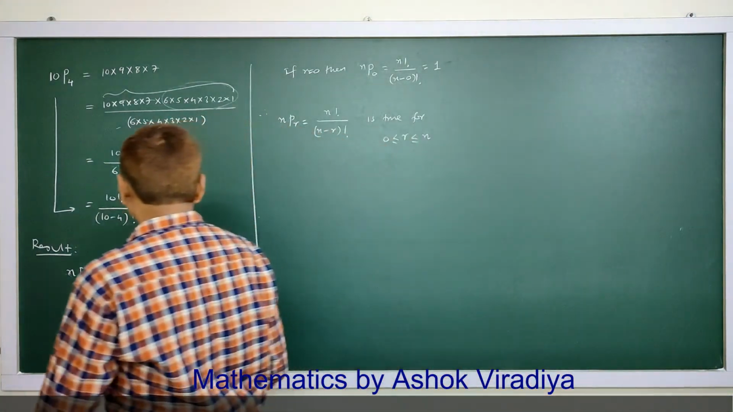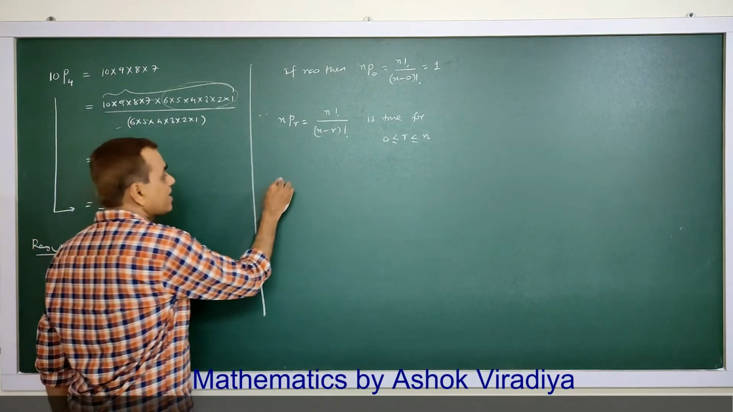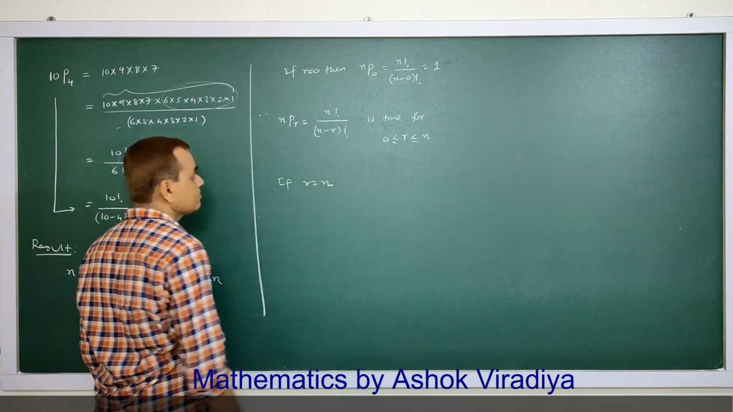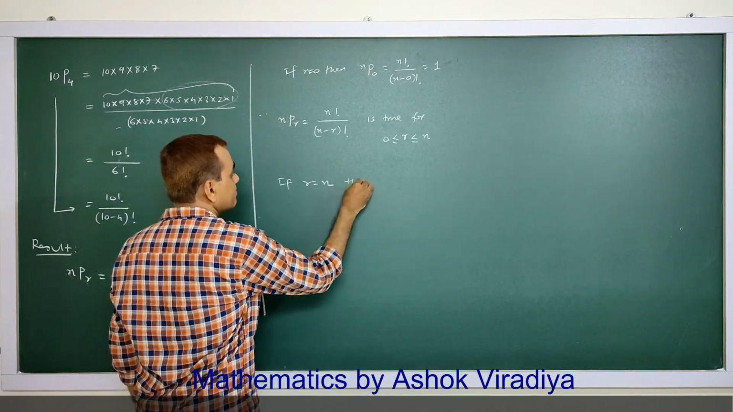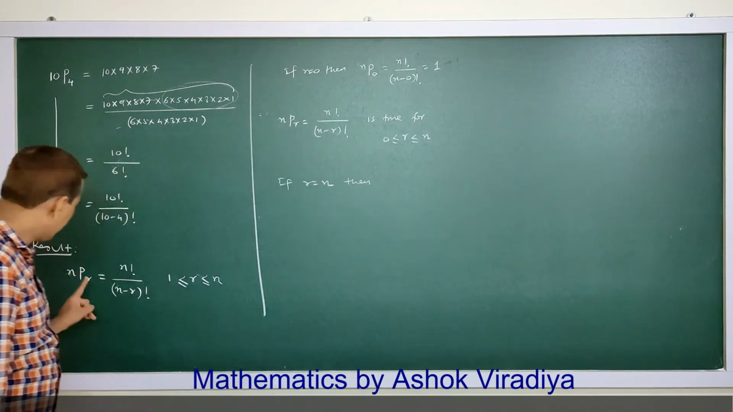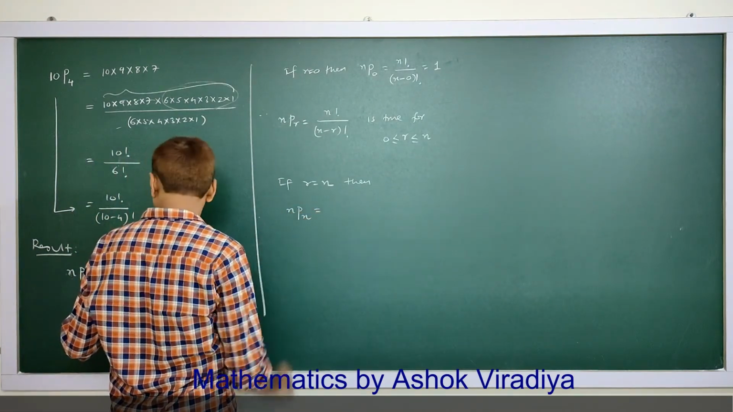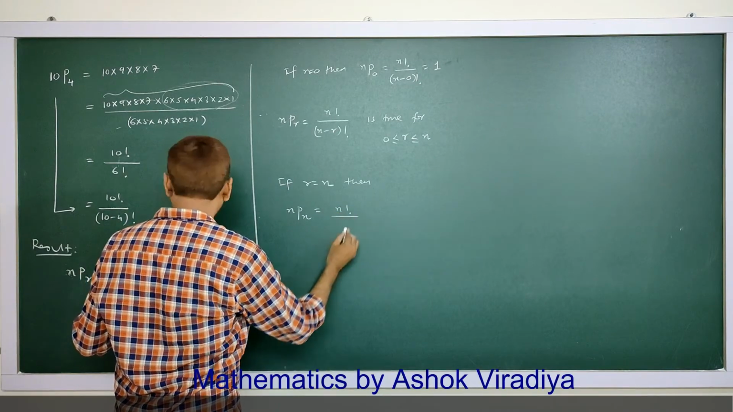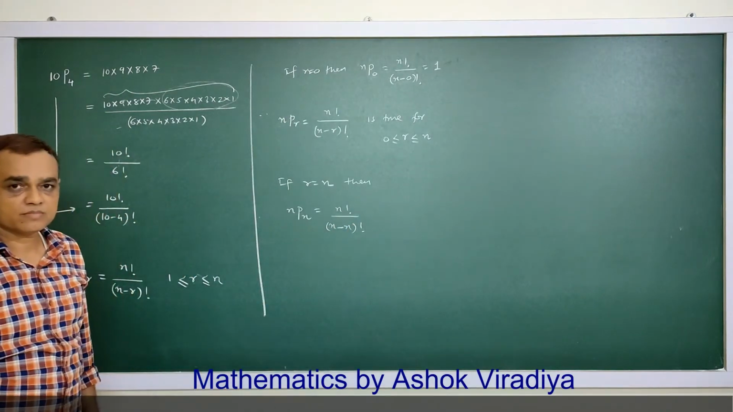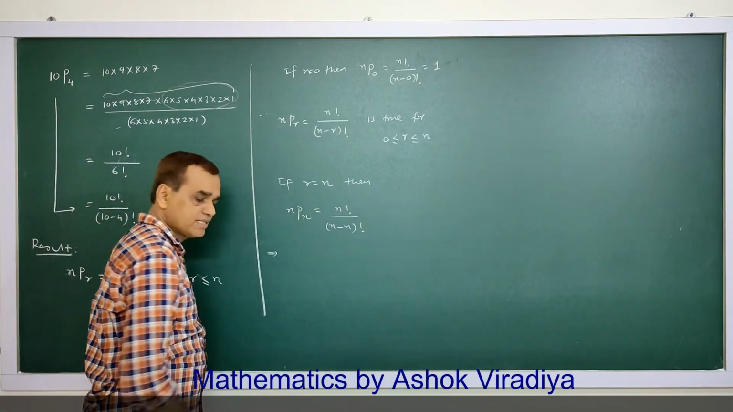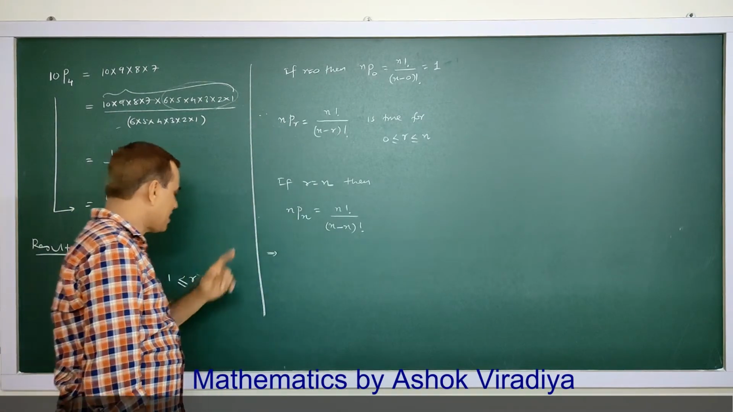Now, if we take r equal to n, putting here r equal to n, nPn is n factorial upon n minus n factorial. Now nPn is n factorial.